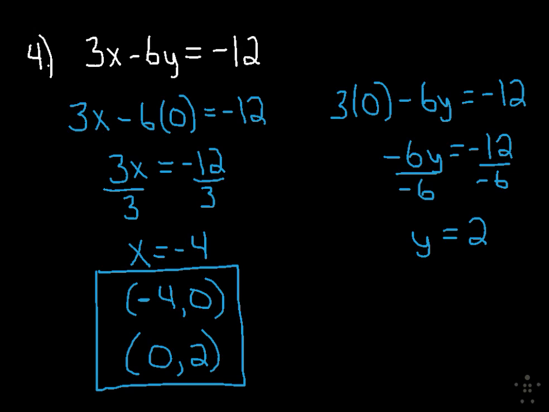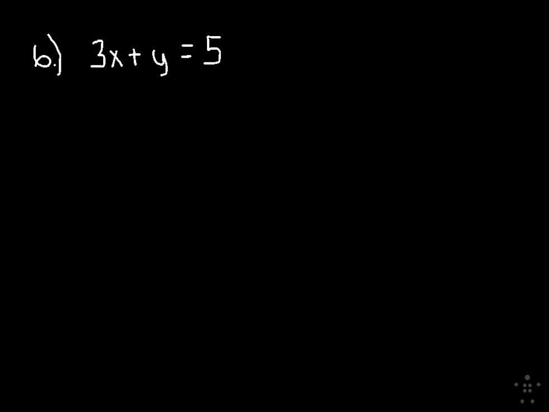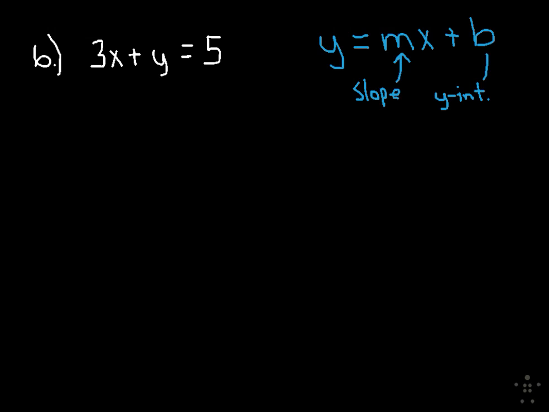Let's move on to question number 6. The instructions say write each equation in function notation, then state the slope and y-intercept. So in order to find the slope and y-intercept, we put it in this form called slope-intercept form, which is simply y equals mx plus b. We solve for y, where m is your slope, and b is what we call the y-intercept, where it crosses the y-axis. So if we need to do this, we need to solve for y.